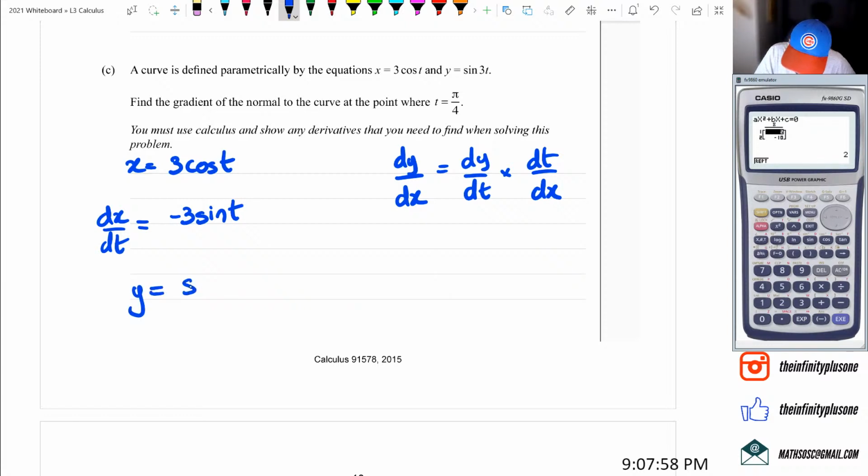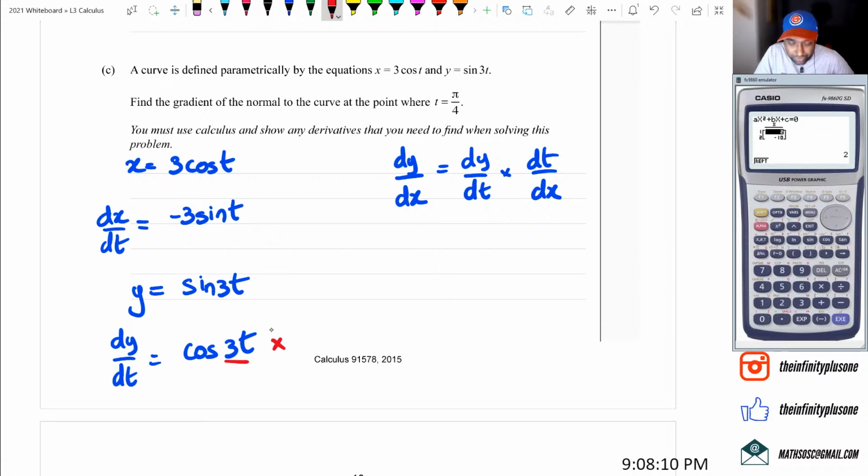y is equal to sine 3t. dy dt is going to be cos 3t. But of course, this has got a 3t inside of it, so you've got to multiply by the differentiation of 3t, which is 3, which people always forget about. Whenever you see that, always multiply by the differentiation of whatever's inside the bracket. I didn't do it the first time for the x version because differentiation of t is just 1. If you want good practice, just keep doing that.